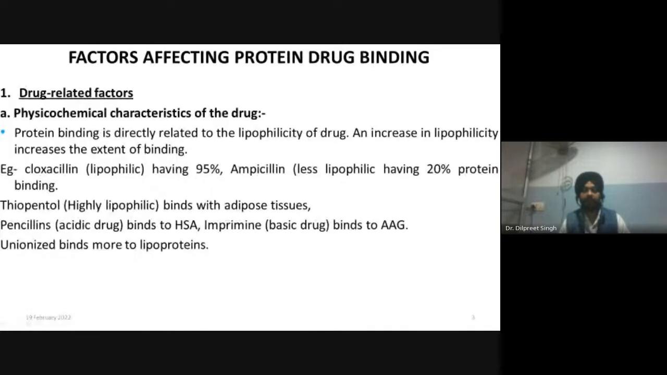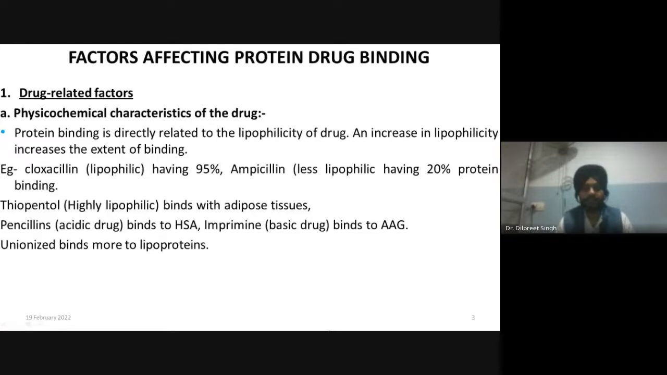It binds to human serum albumin. HSA is a basic glycoprotein, like alpha acid glycoprotein, with a molecular weight of about 40,000 daltons. The majority of acidic drugs, including penicillins, bind to HSA. Imipramine is a basic drug that binds to alpha acid glycoprotein, which is another class of proteins. Unionized drugs bind to the lipoproteins.